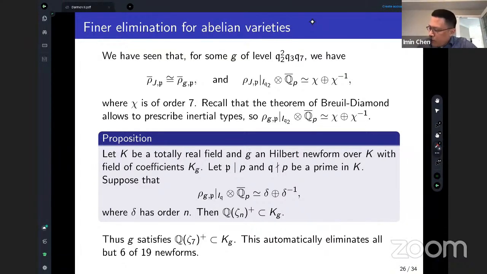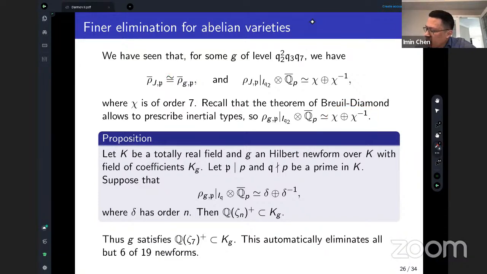I think there are 19 new forms. And sometimes if the Fourier coefficients are in a field that's very large, that can take quite a lot of time. And there is some overhead in computing with hyperelliptic curves rather than elliptic curves. However, nonetheless, using this theorem of Billerey-Diamond, when we level lower to this level, it's possible to prescribe the inertial types. And we knew that the inertial type of J was principal series.